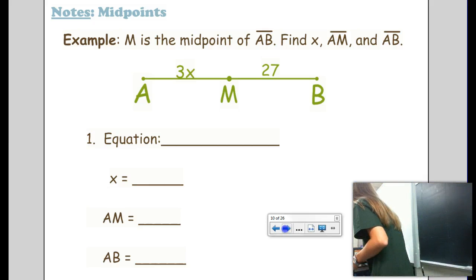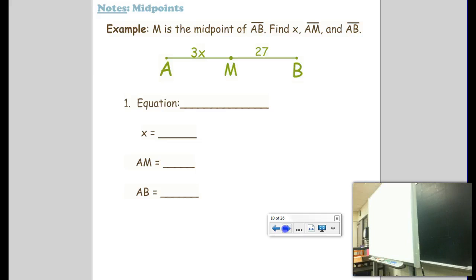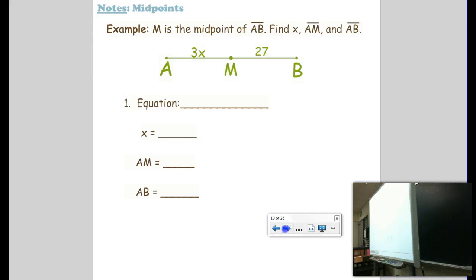All right. Let's just dive right in. Here's a problem. Do you see it on your paper? M is the midpoint of AB. From now on, when you see the word midpoint, you're required to add tick marks to your picture. So do it. Add tick marks. M is the midpoint. It is right smack in the middle.